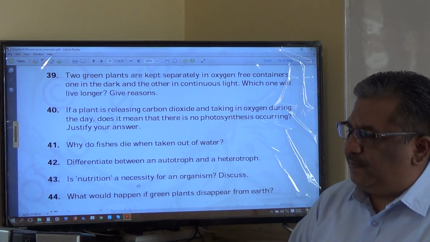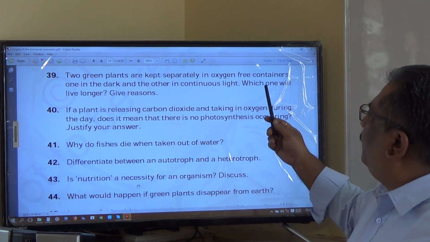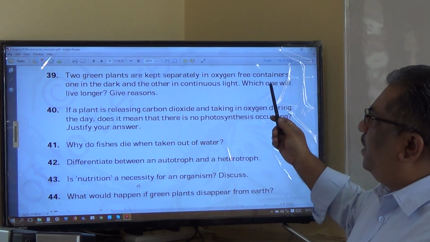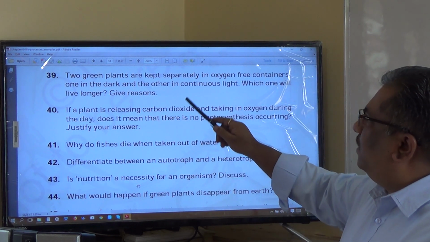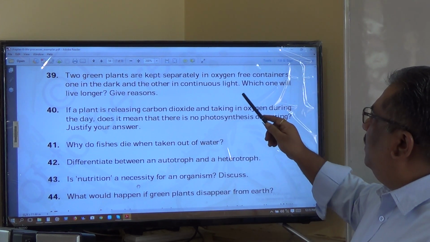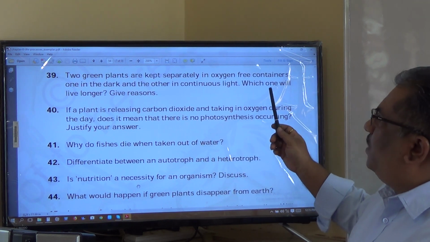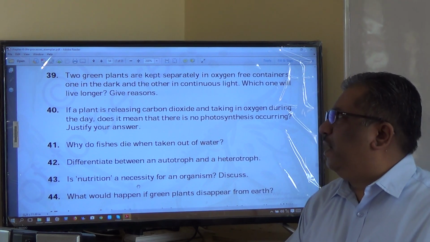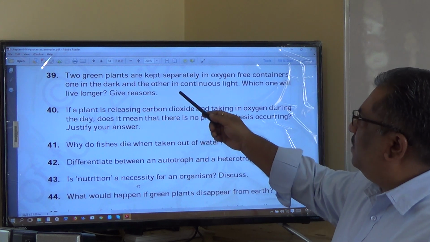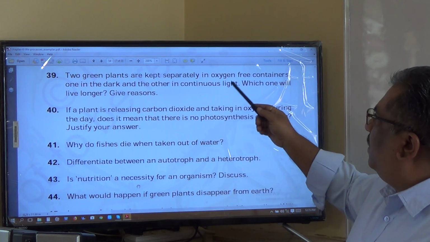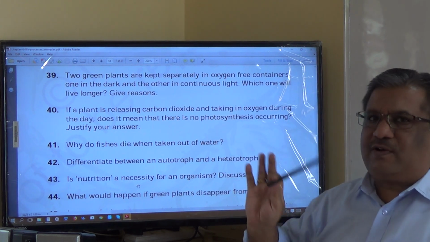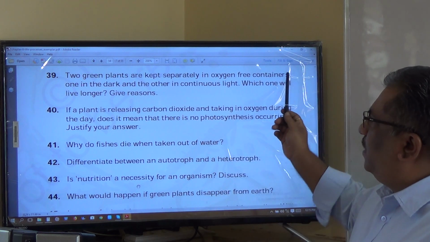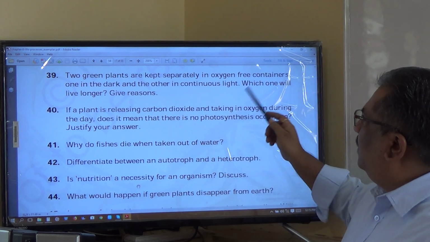Two green plants are kept separately in oxygen-free containers, one in the dark and the other in continuous light. Which one will live longer, and give reasons? Two green plants are kept separately in oxygen-free containers. There is no oxygen available. One is in the dark and the other in light.